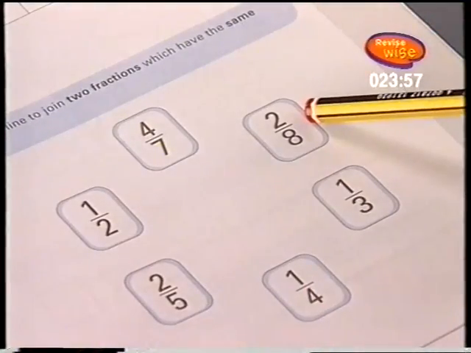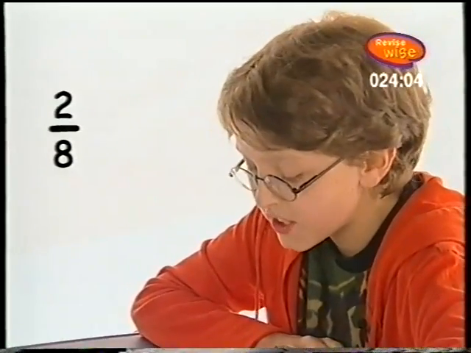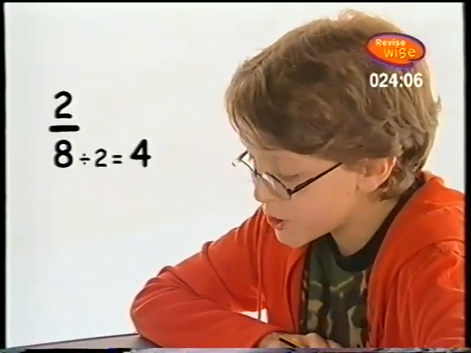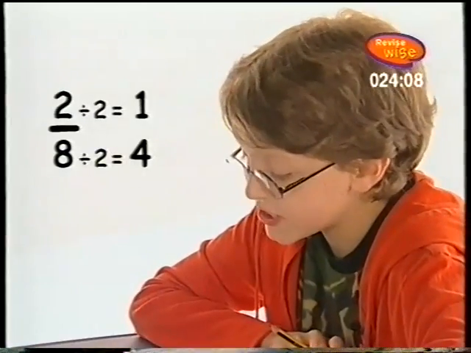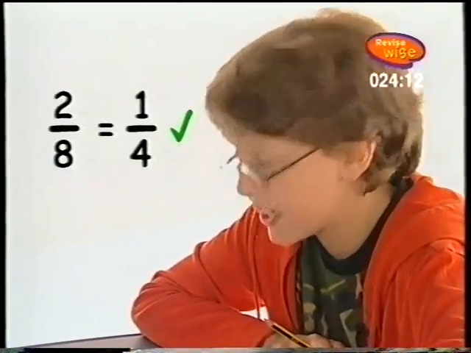Well, let's see. It's 2/8. Yeah, but why? Because I can divide both the numerator and the denominator by 2. 2 into 8 is 4, and 2 into 2 is 1. So 2/8 becomes 1/4. So that's the answer.